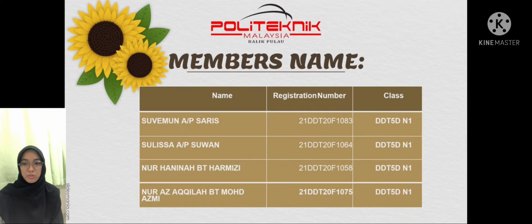First is Suvemun, anak perempuan Saris. And second is Sulisa, anak perempuan Suwan. And the third is me, Nur Haninah binti Harmizi. And the last one is Nur Akilah binti Muhammad Azmi.